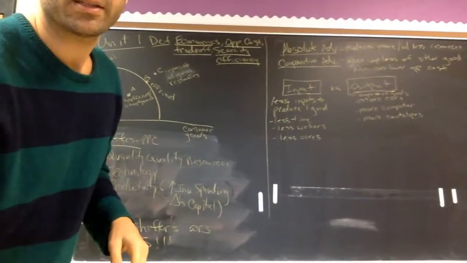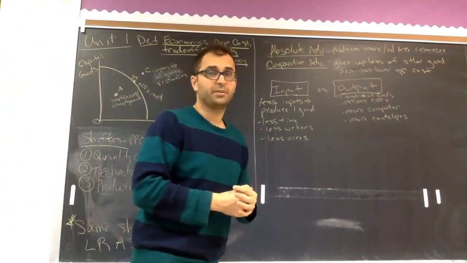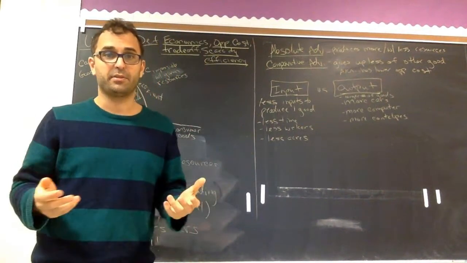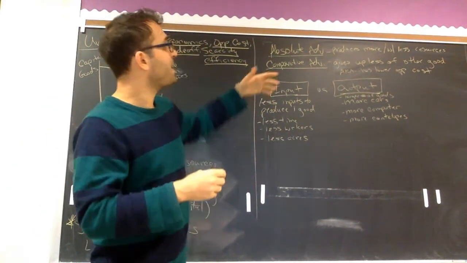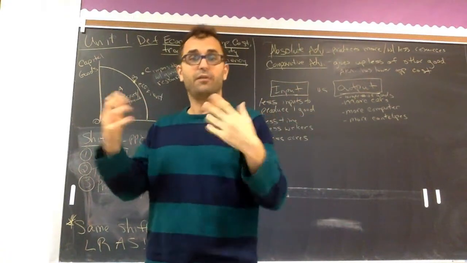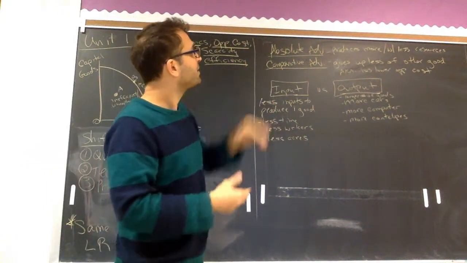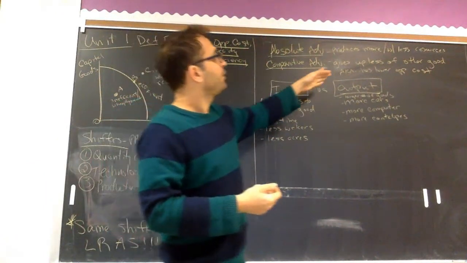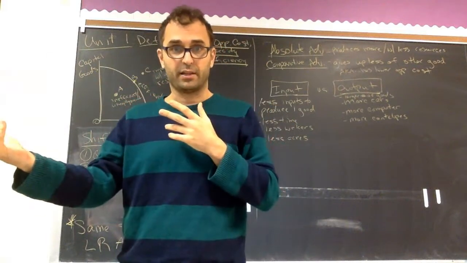The second part we're going to talk about is connected to the previous unit, comparative and absolute advantage. What is an absolute advantage between countries that are trading? Absolute advantage means that we produce more of a good than someone else, or we produce more with less resources. Comparative advantage means that we give up less of the other good than another country does.